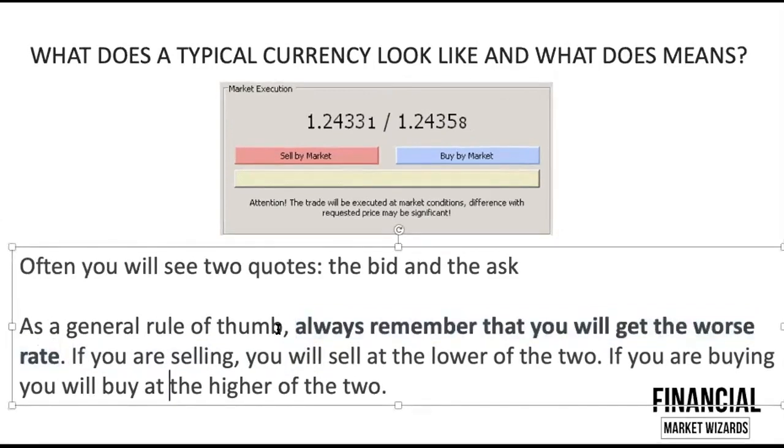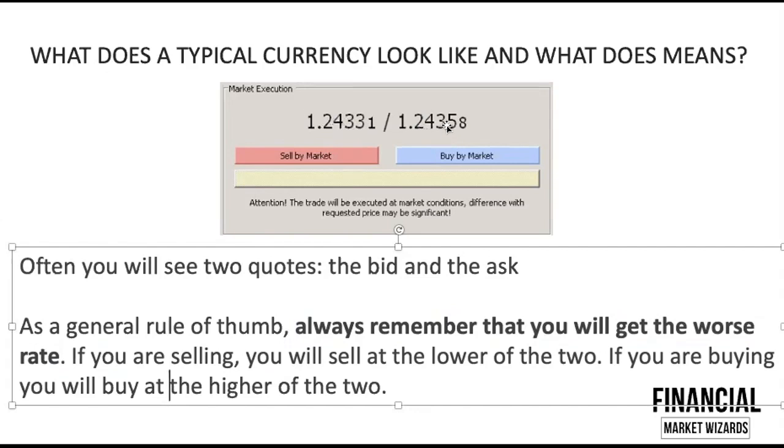If you are selling, you look at the 2 price quotes. How do you know which price you get? Ask yourself, which is the worst rate? Do I sell higher or do I sell lower? Know that you always get the worst rate. So if you are selling, that means you sell at the lower of the 2. In this case, you sell at 1.24331.